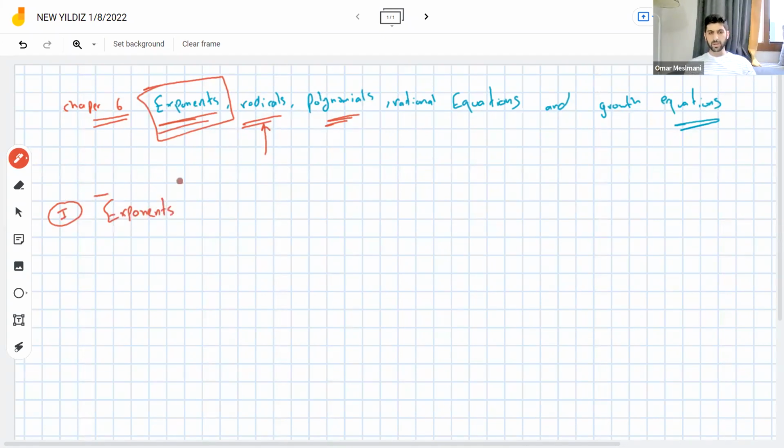All right, what do you know about exponents? Did you hear about the concept of exponents before? What does it mean, exponent? Anyone? Isn't it the same as us? Yeah, exactly.